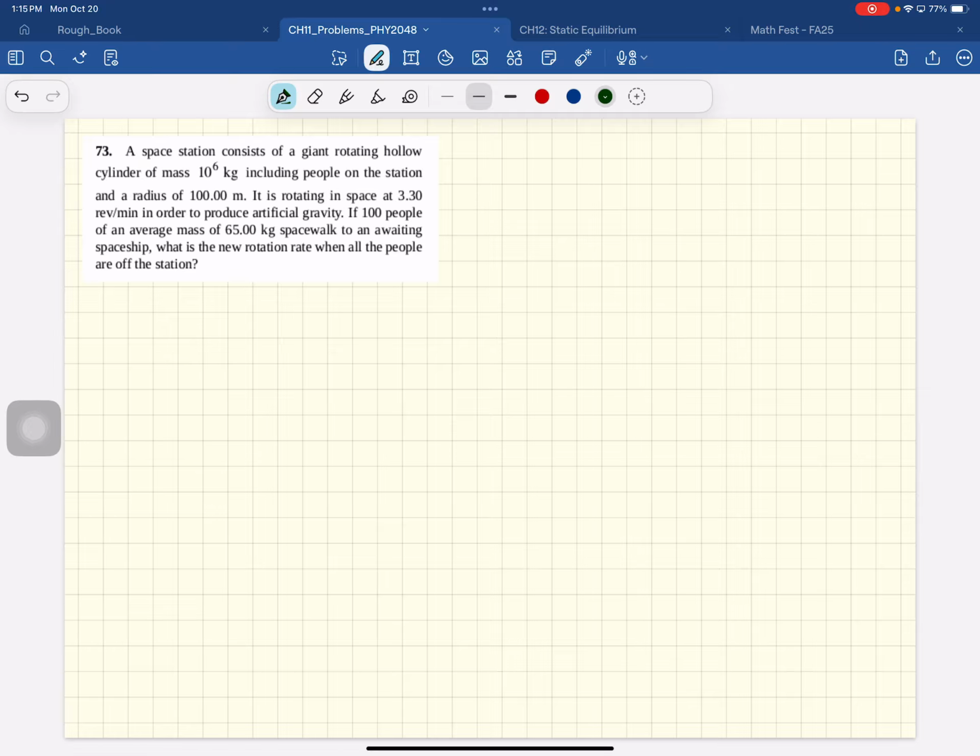Your apparent weight. You don't feel the force of gravity. What you feel is, when you're standing on the ground, Earth is pulling you down and the ground is pushing you up. This is your apparent weight.